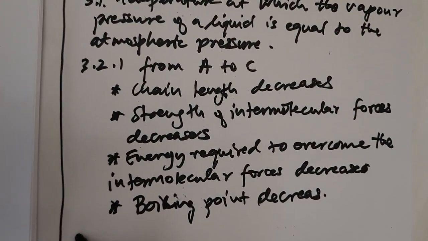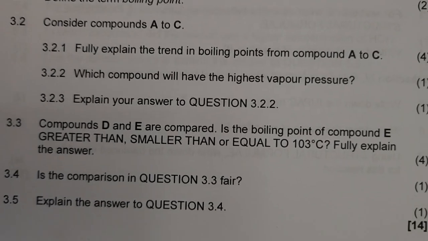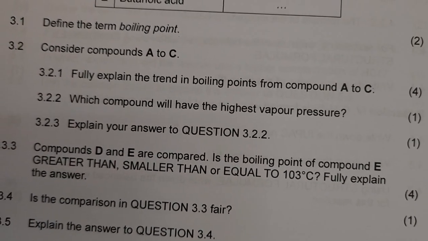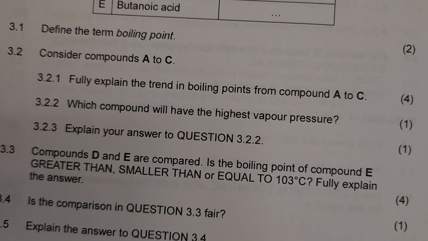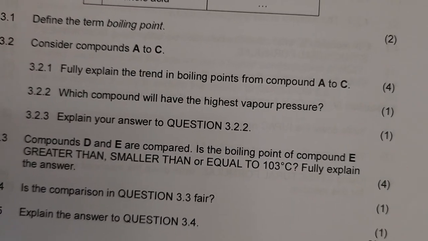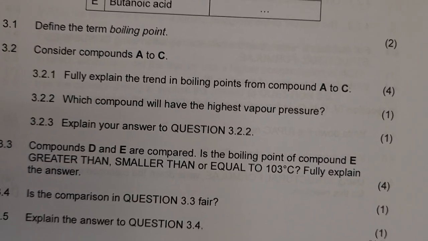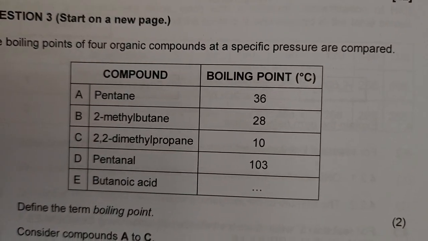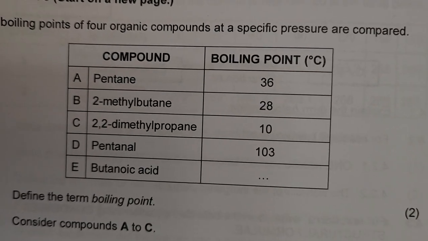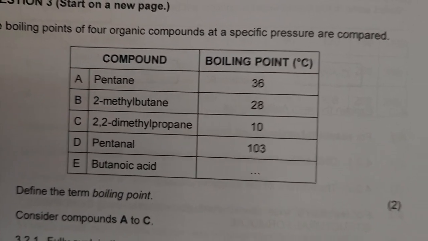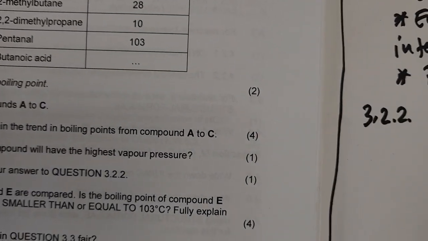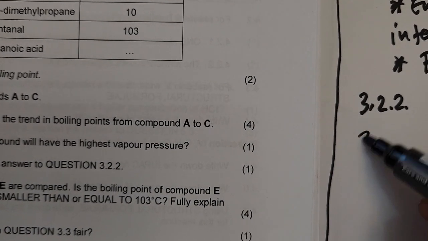Okay, fine. The 3.2.2 will be now saying which compound will have the highest vapor pressure. Once you reach this section, remember vapor pressure is very closely related to boiling point. Therefore, the higher the vapor pressure, the lower the boiling point. I mean that you just go to the table and check which one has got the lowest boiling point. Again, this one from A to C, it will be C. Then we just tell the examiner now, C.